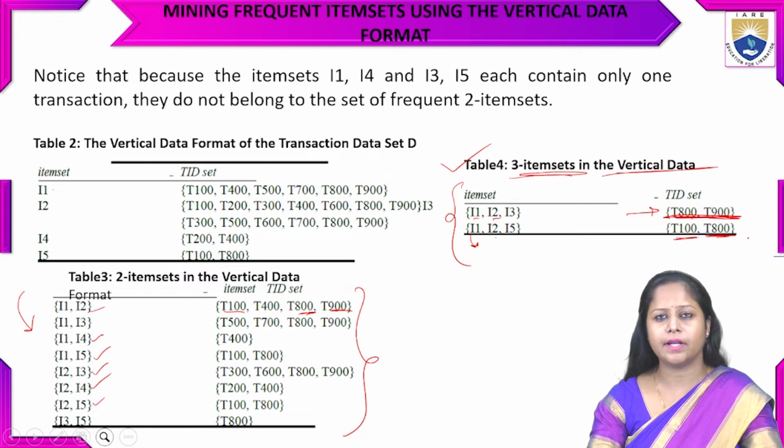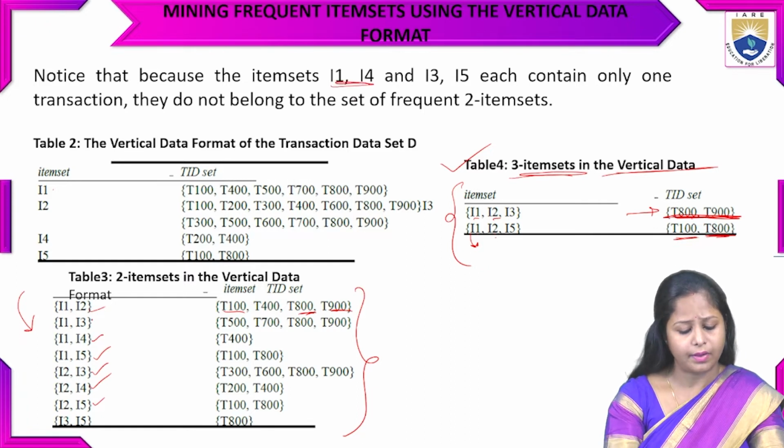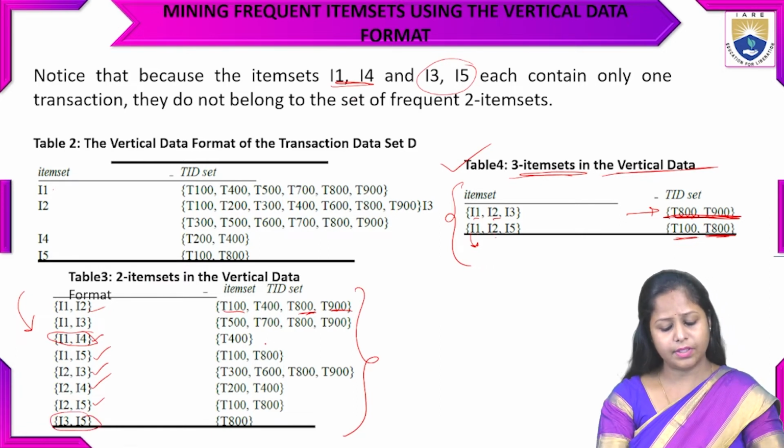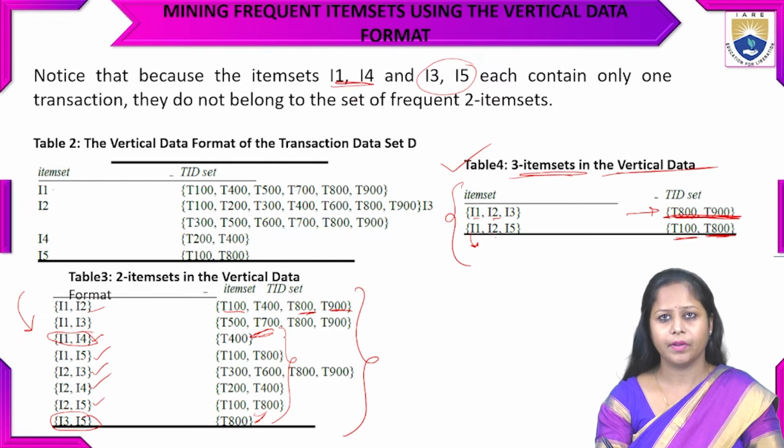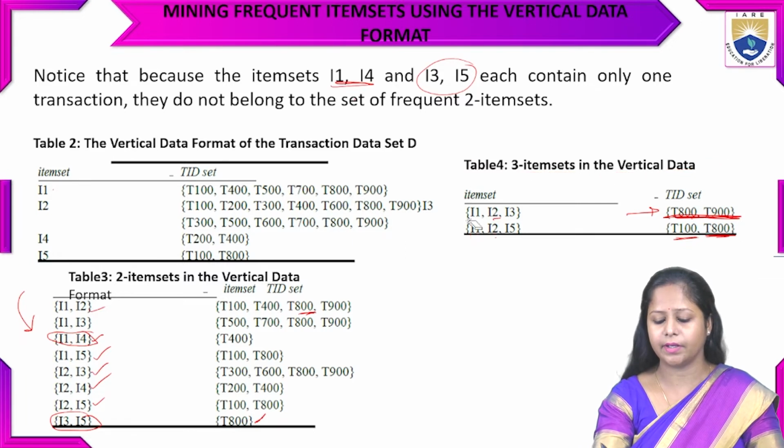We can notice that the itemsets I1, I4 and I3, I5 each contain only 1 transaction, T400 and T800 respectively, so they don't belong to the set of frequent 2-itemsets. We will not count these as frequent 2-itemsets because they are not frequently appearing, only appearing in one transaction respectively.